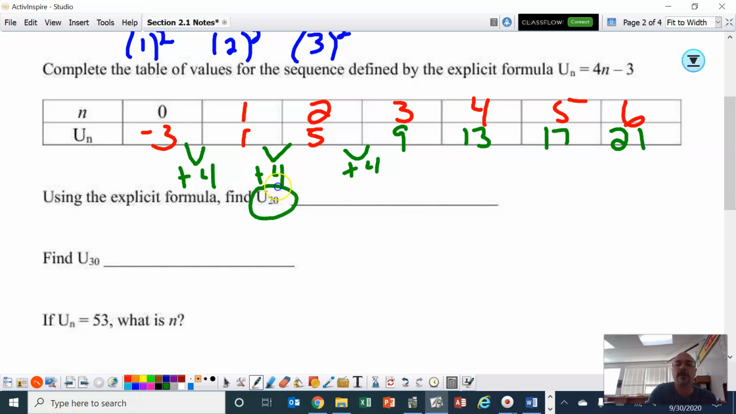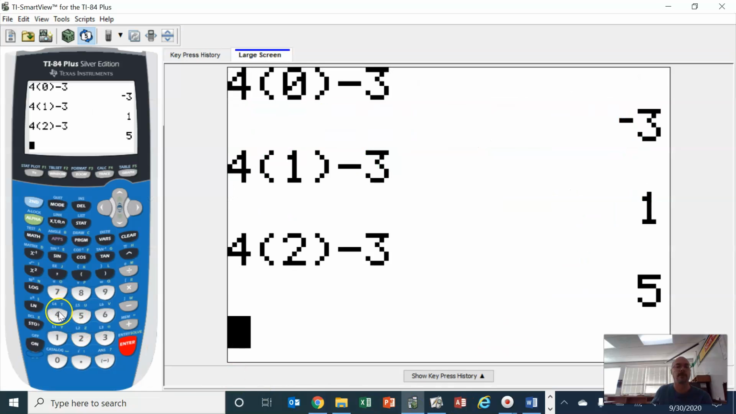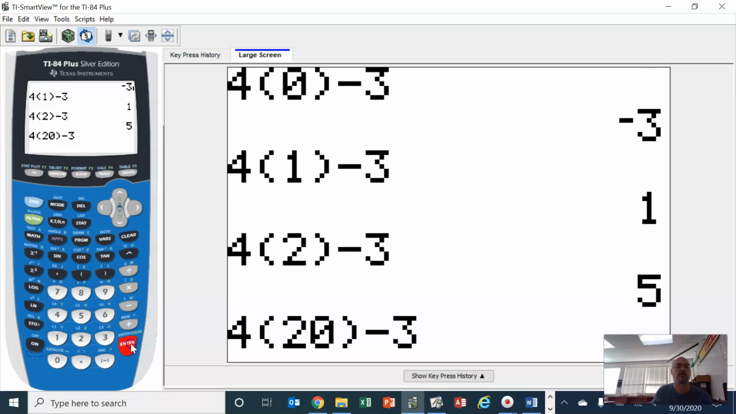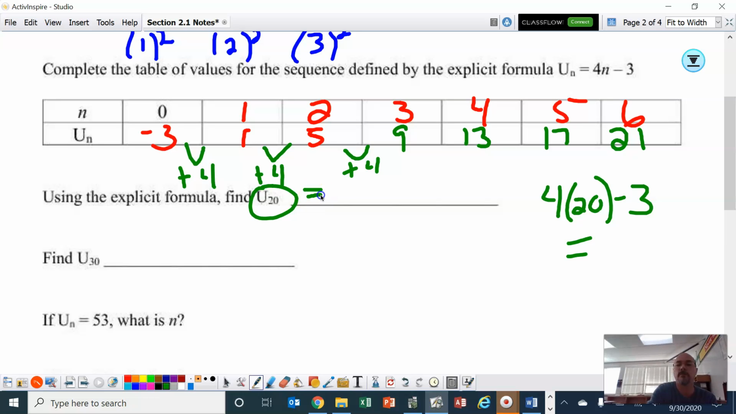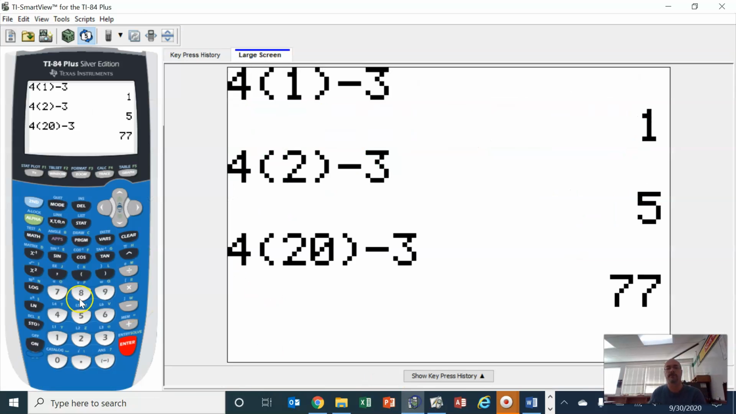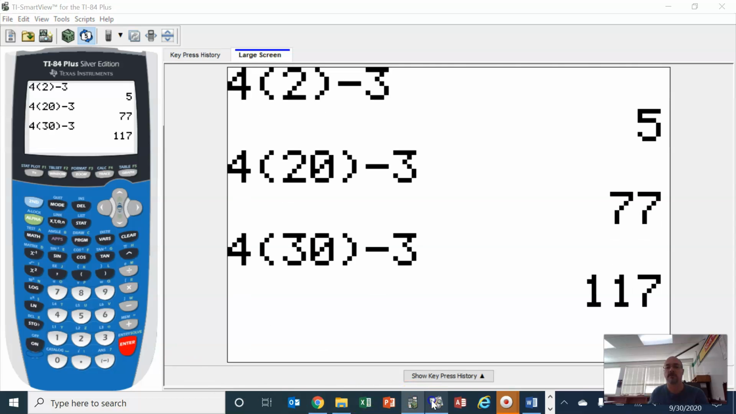Okay, now what's the 20th number? Well, all we have to do is plug the 20 in. All right, 4 times 20 minus 3. So the 20th number in the sequence is 77. Okay, the 30th number in the sequence is 117.